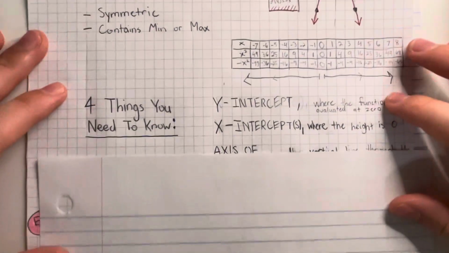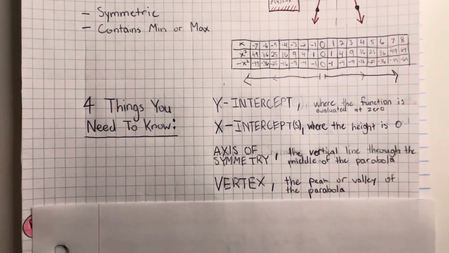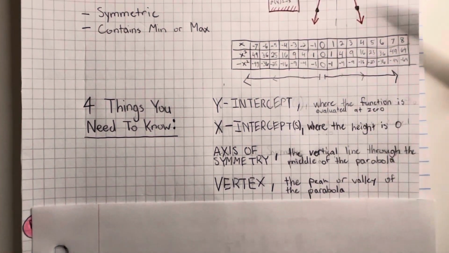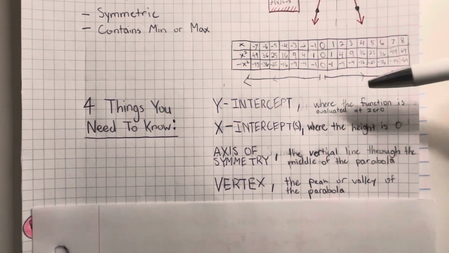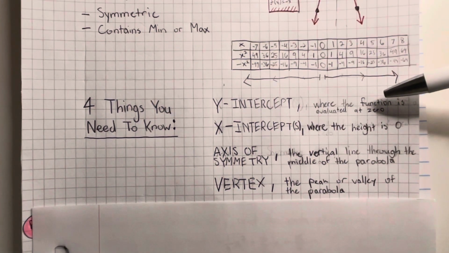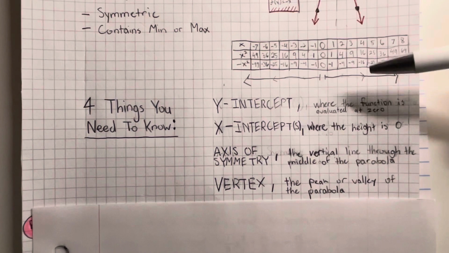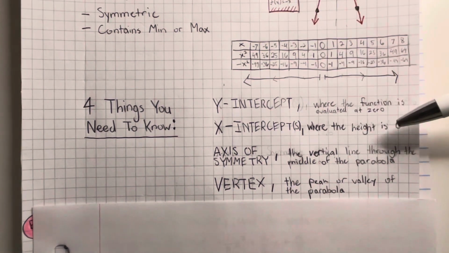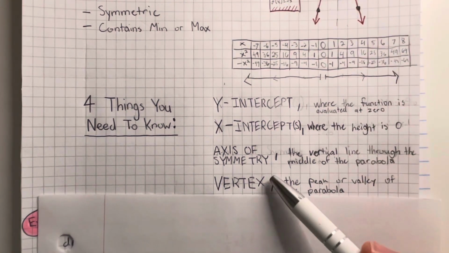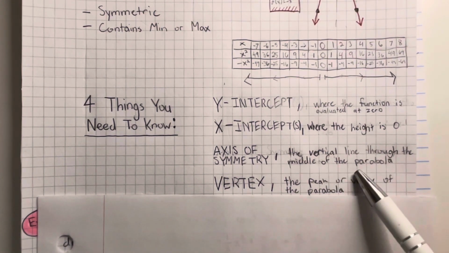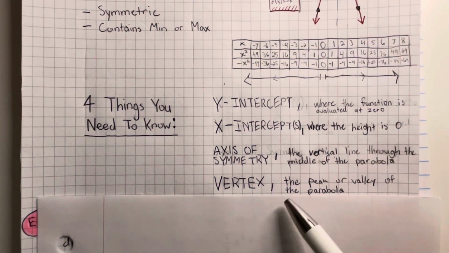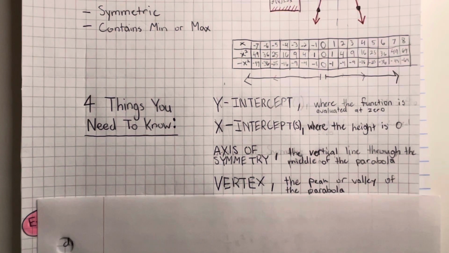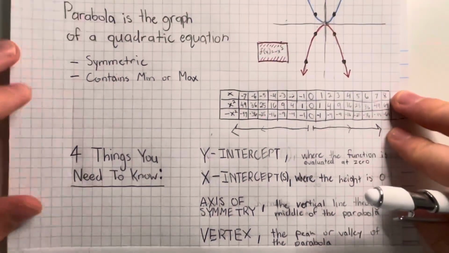So when graphing, there are 4 things that you need to know. There's a y-intercept, which is the value of the function evaluated at 0. The x-intercept is where the height is 0. The axis of symmetry, which is the vertical line through the middle of the parabola. And the vertex, which is the peak or valley of the parabola. And I already kind of explained that.